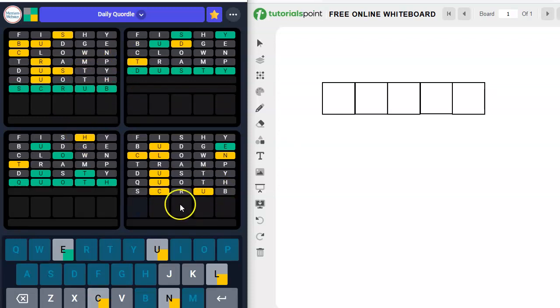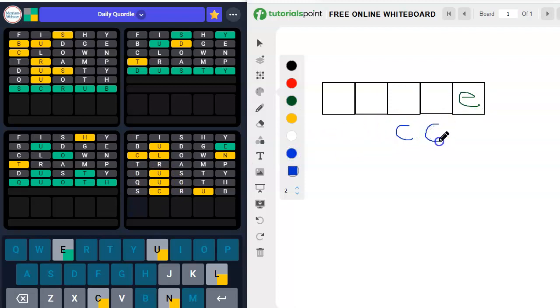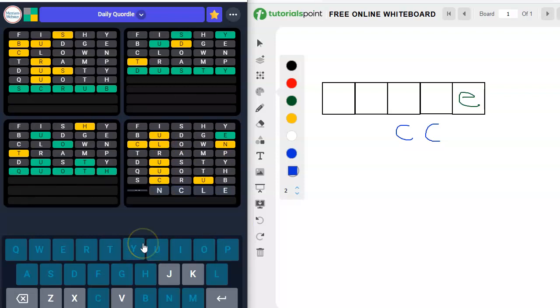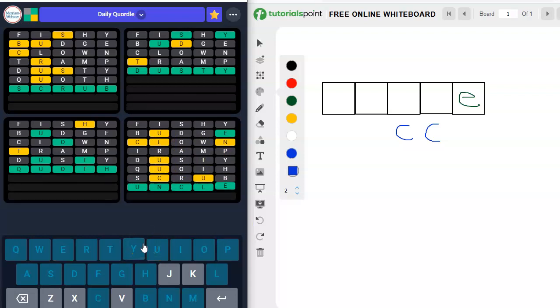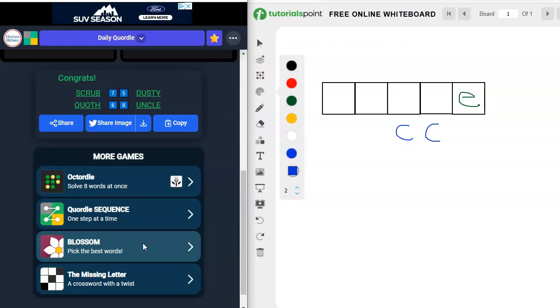That excluded a couple of things for me, but it didn't really tell me what this is, and I think I need to use our handy dandy little whiteboard to figure this out. E is going to go there. C is excluded from a couple spots. Oh, is it uncle? U-N-C-L-E. U could go here, N could go here, C could go here, L could go here, E goes there. Got it.